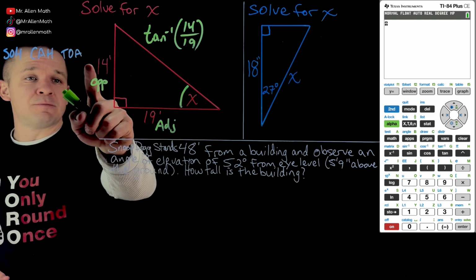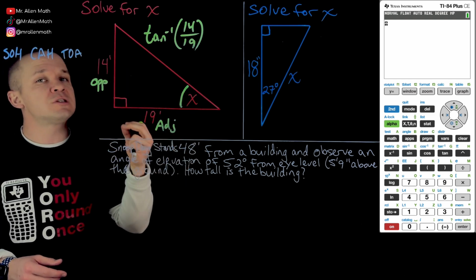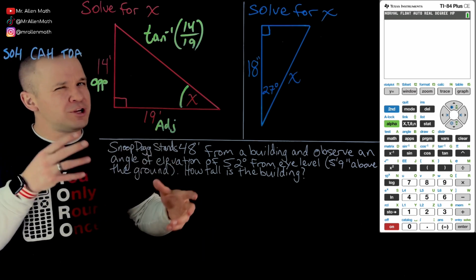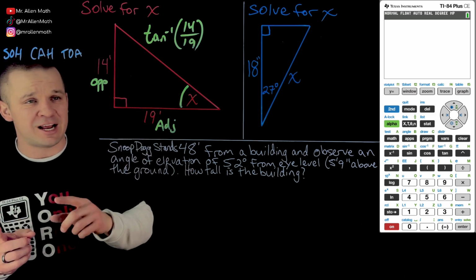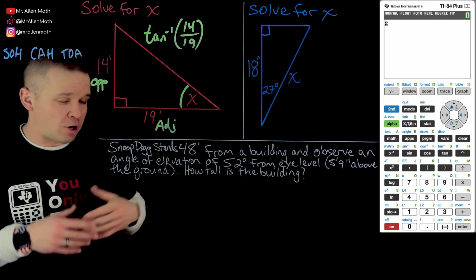Since this side is smaller than this one, the one that's across from the angle is smaller, I should get something that is smaller than 45. Now, it's not terribly important right now, but when you get into later trig and whatnot, you do want to pay attention to smaller side has the smaller angle across from it, and the larger side is going to have the larger angle across from it, okay?